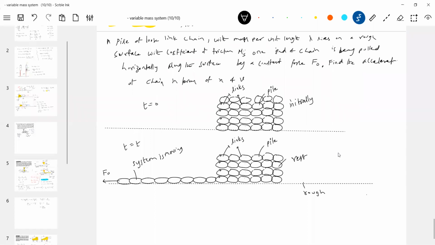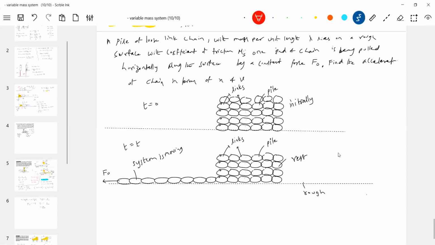Now, will the mass of the system increase or decrease? The number of links in this horizontal part: what happened? This is the pile. The pile will be attached. So the horizontal part of the chain will be in motion, so what happened to the number of links? The links will get added up, no? The mass of the system is increasing.